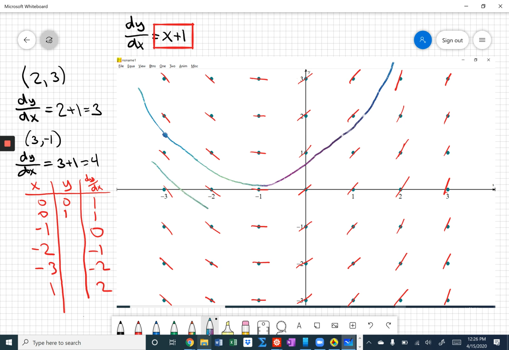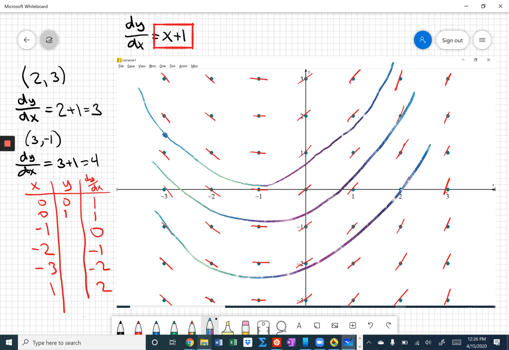And wherever we draw a solution curve through here, I'm going to try to be less careful. It's going to be parabolic because the antiderivative of a linear function is going to be a parabola. And so the set of solution curves here is the set of parabolas that would go, well, I'll get to that in just a moment.